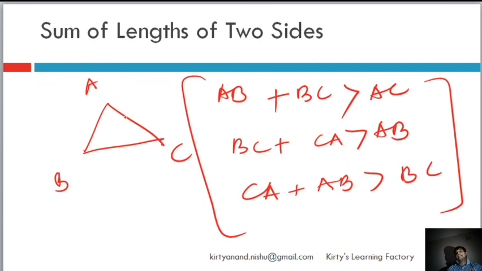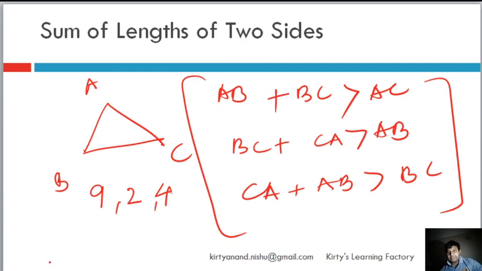So a classic question that will be given to you is, can you make a triangle which has sides 9, 2 and 4? The answer is no, because 4 plus 2 is 6, which is less than 9, and it will never ever happen in a triangle.